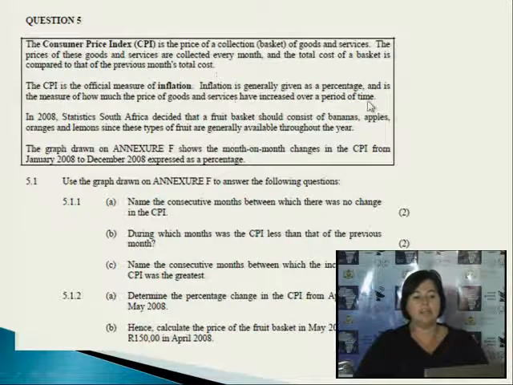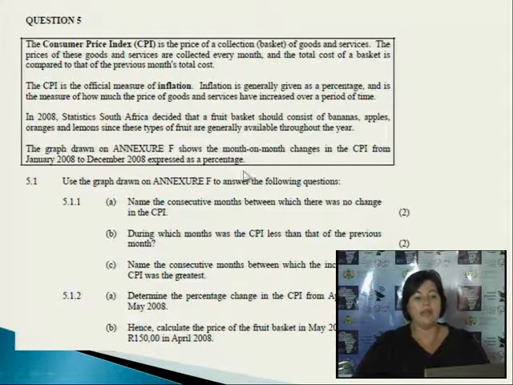Inflation is generally given as a percentage and the measure of how much the price of goods and services have increased over a period of time. In 2008, Statistics South Africa, remember I said if you want to know more you can always Google their website, decided that a fruit basket should consist of bananas, apples, oranges, lemons, since these types of fruits are generally available throughout the year. Remember previously I told you there's a CPIF where it only works with food. Now in this instance they only work with fruit and not food.